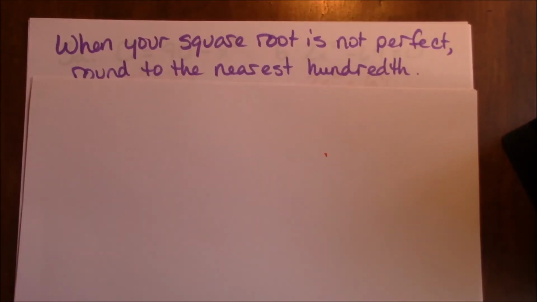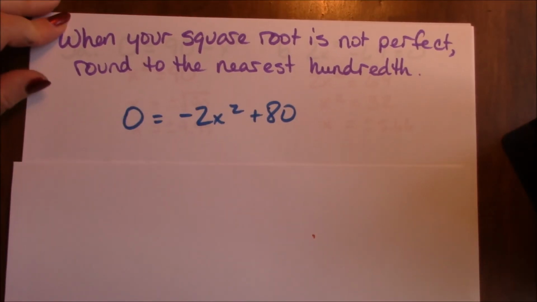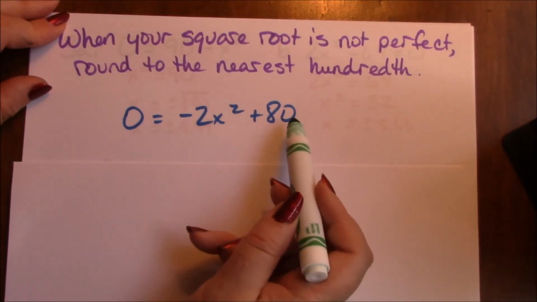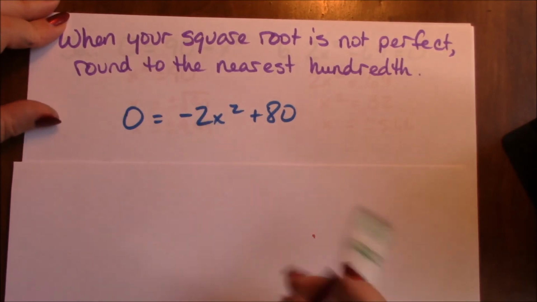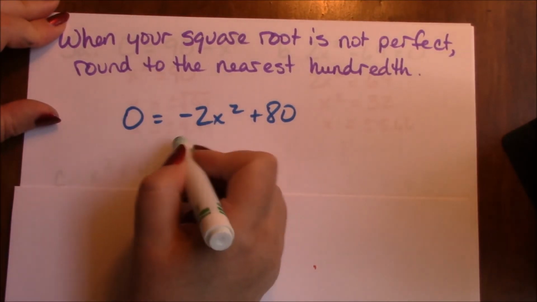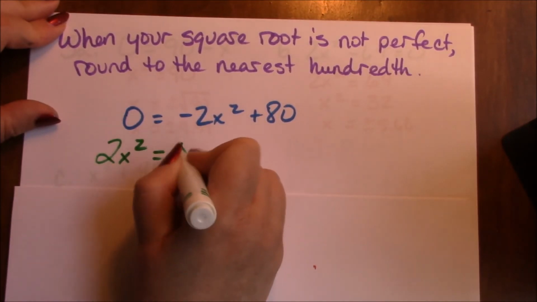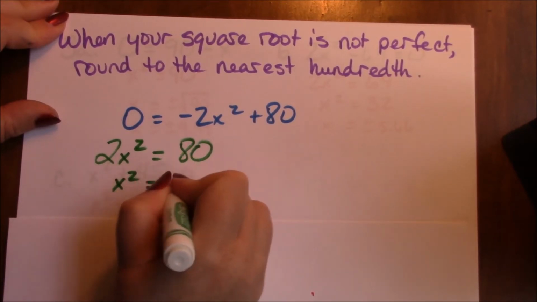What happens when you're trying to solve for x and you're using square roots and your square root is not a perfect number? It's not a 49 or a 100 or a 25. So our example here, 0 equals negative 2x squared plus 80. I always like my a to be positive, so we're going to add 2x squared to both sides. So I've got 2x squared equals 80. I'm going to divide both sides by 2, so x squared equals 40.